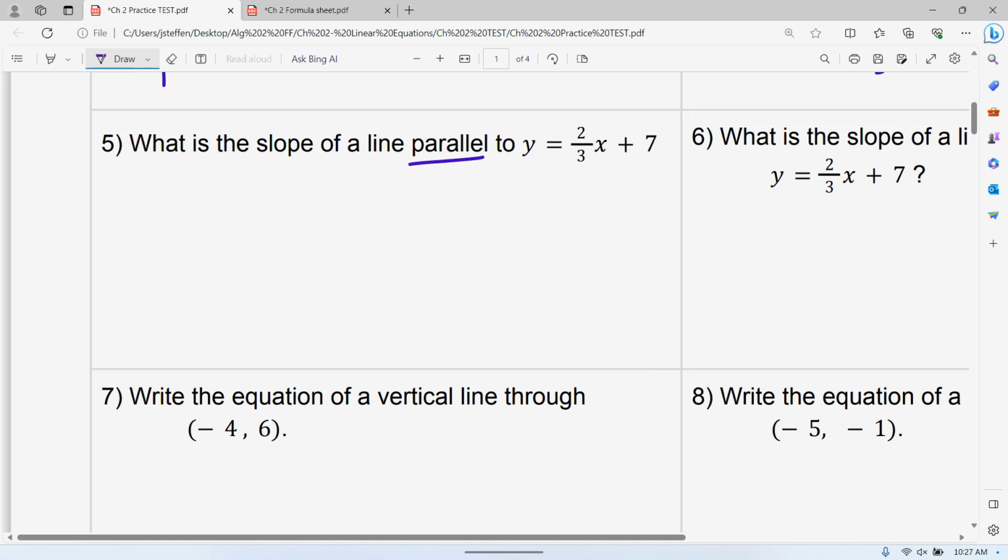Parallel to this one. So parallel, all we're looking for is that slope. We don't care about this y-intercept. We can ignore that. So if there's a line that's parallel to that one, the slope of that line would be 2 over 3.